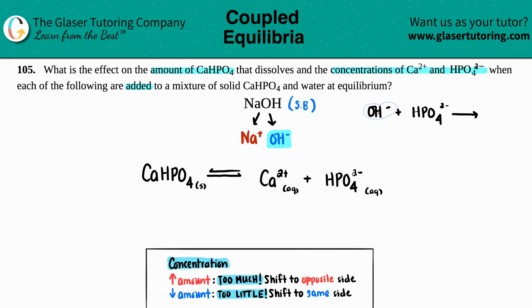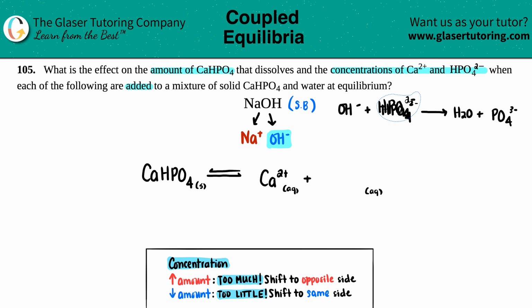Now, do we really care what the reaction is? Not really, but I'll write it anyway. If this is the base, it's going to take the hydrogen, so you're going to get water. And then you're stripped away of the hydrogen, so it would just be the phosphate ion, PO4 3-. But now, if this HPO4 2- is going with the OH- to form another reaction, it seems like it's literally going away from this equation. And if that's the case, you're not going to have enough for this equilibrium reaction. So the HPO4 2- will decrease.